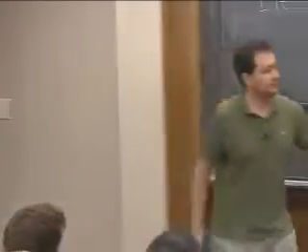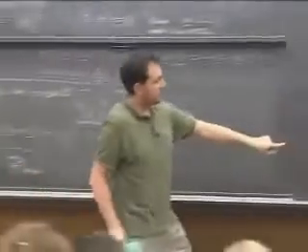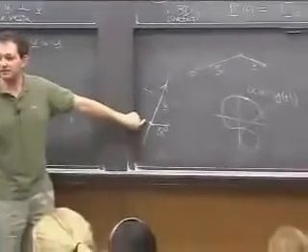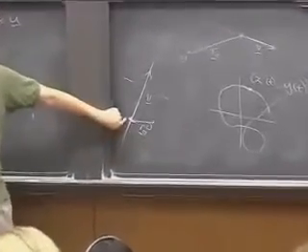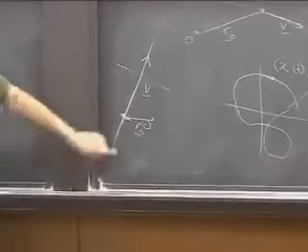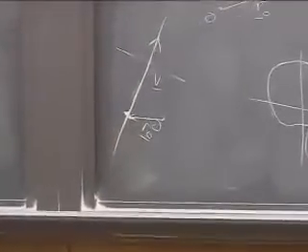Question? R0 is a point. How can it be a vector? Oh, that's a good question. When I say it's a point, think of it in this sense. You've caught me out here. I was being imprecise. It is the vector joining the origin to a point on the line.